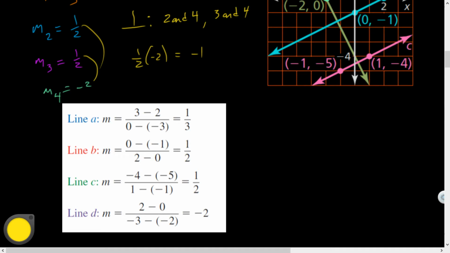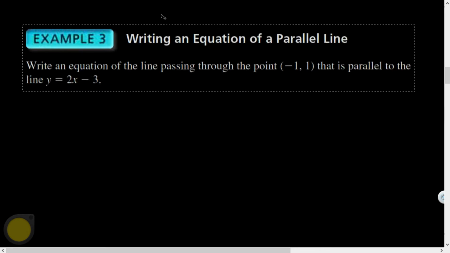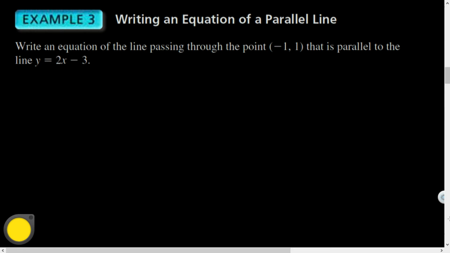Here's what I really wanted to get to, friends. Last example of the day. Maybe I'll do 2 of them, though. Boss fight. Write an equation of the line passing through a particular point that is parallel to the line y equals 2x minus 3.